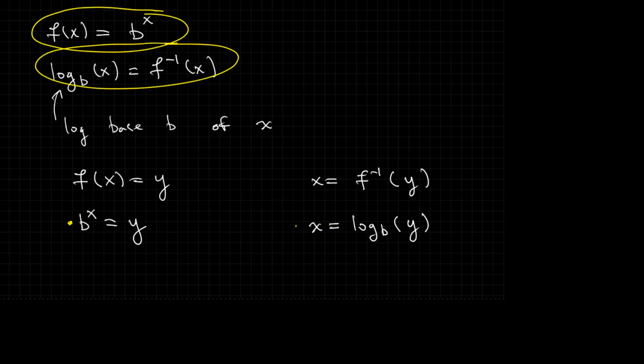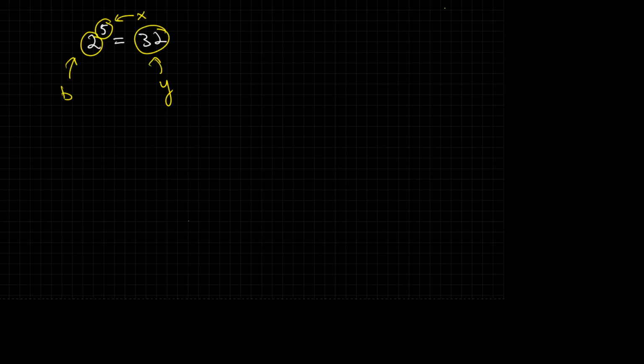So let's go ahead and copy down what x, y, and b are, but in this statement. So x would be 5, so 5 equals log, and now we'll put b here. B in this case is 2. And here we put y, which is 32.